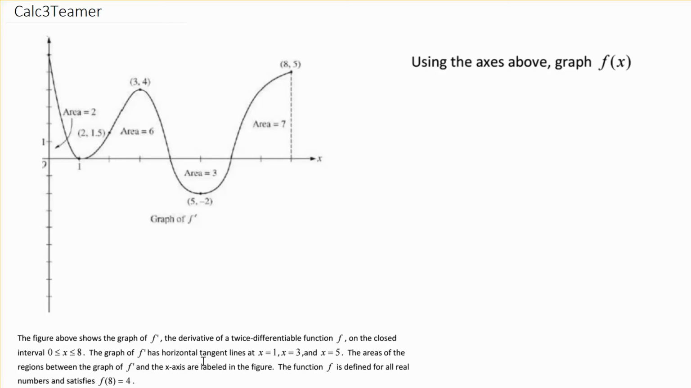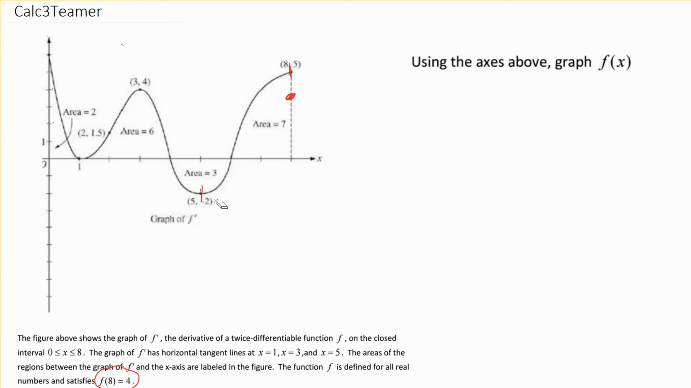So graph it. So the first thing I want to discuss is that f of 8 equals 4. So at 8, my value should be 4. That's an absolute must-have in your graph. F of 8 must equal 4. Now, we've been practicing graphing derivatives from functions. So now we're talking about graphing a function from a derivative. And we did this in a team.